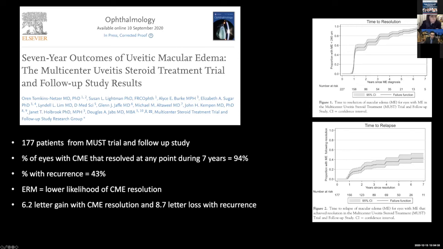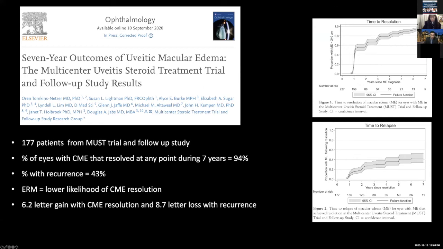And they found that over 90% of eyes had CME that resolved at some point during their 7 years of follow-up, but about 40% had recurrence. And if you look at these graphs here, you can see that the time to resolution in most of the patients is within a year, but you can continue to see resolution even up till year 6 and 7.